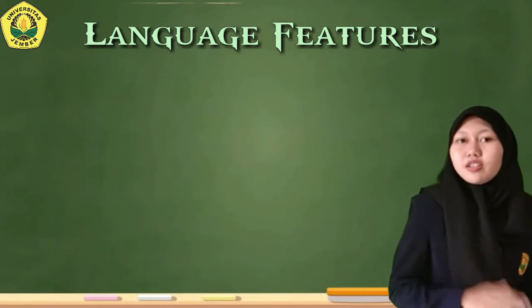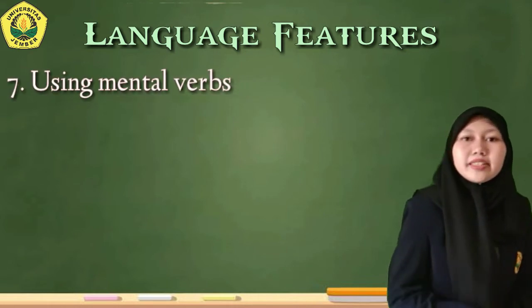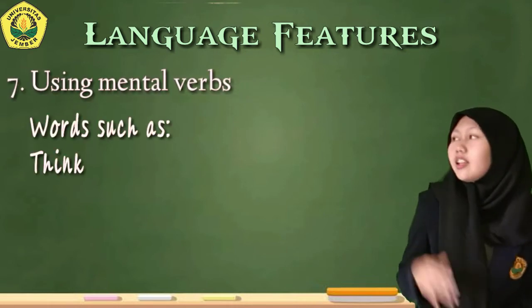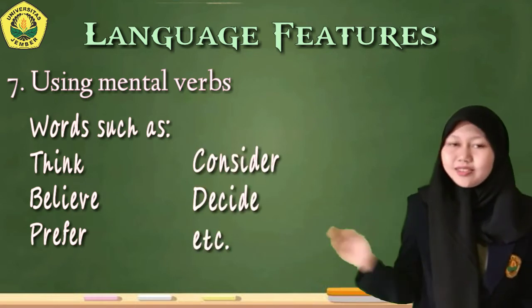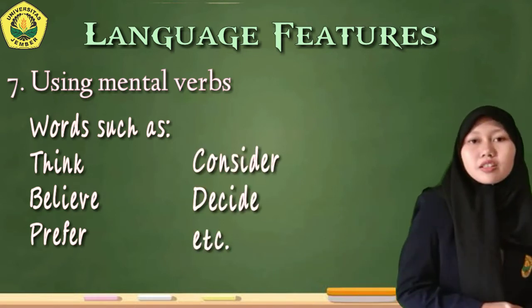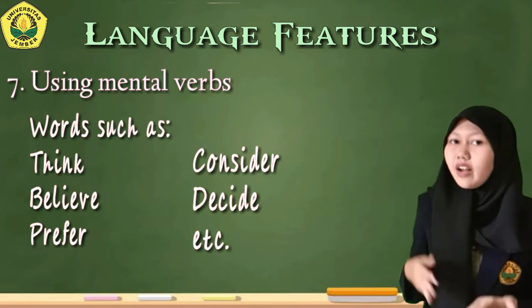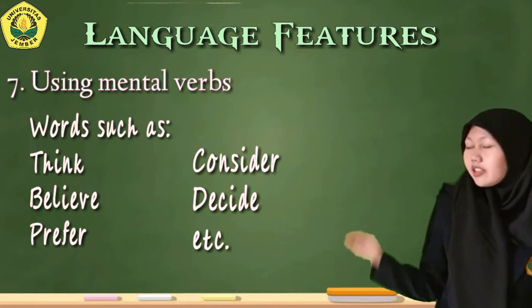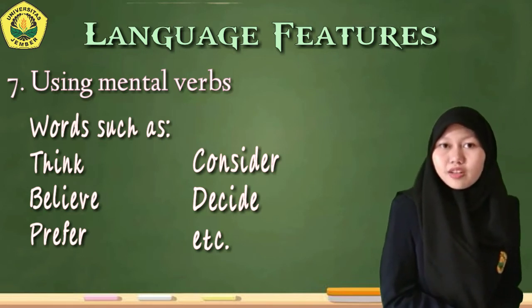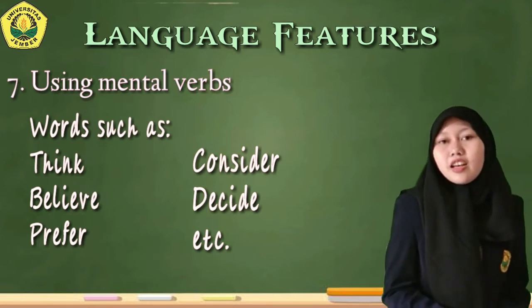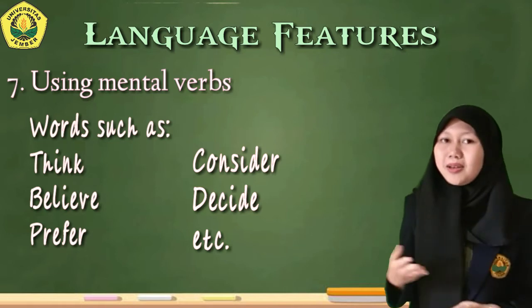The seventh one is using mental verbs. Mental verbs are words such as think, believe, prefer, consider, and decide. These are the words or the verbs that happen inside our head. These words are especially useful in expressing our opinion in the first paragraph. I prefer, I believe, and then I consider, and so on.